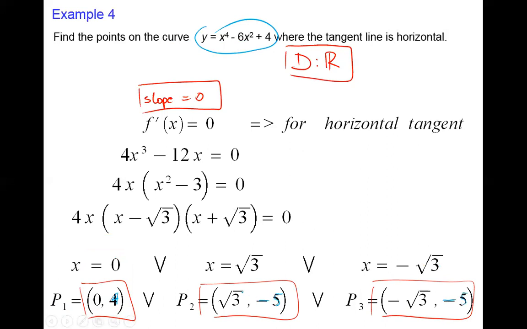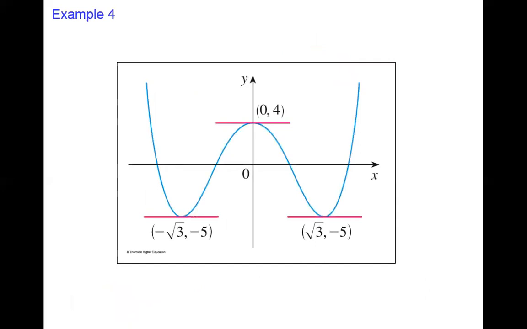Okay, that means at these points, this polynomial function has a horizontal tangent. And I have the graph for you. It's an even function, it's symmetric with respect to the y-axis. We can nicely see this property.